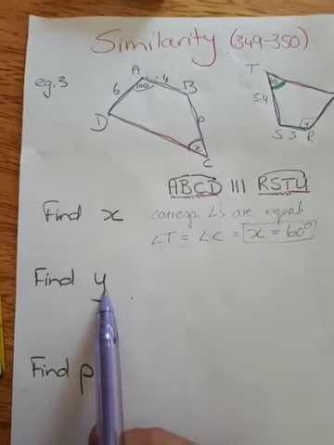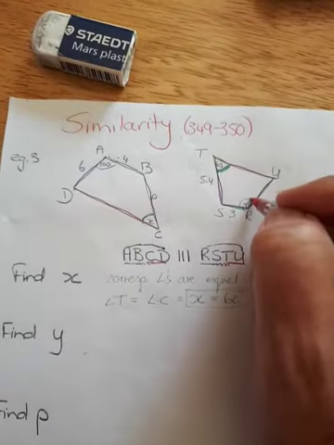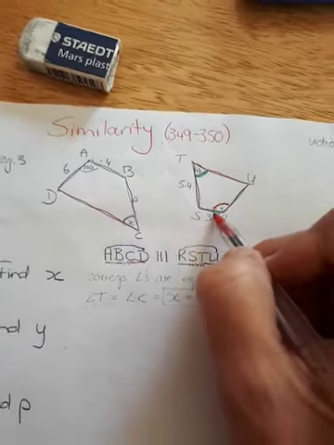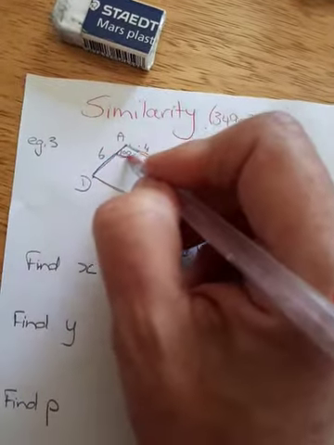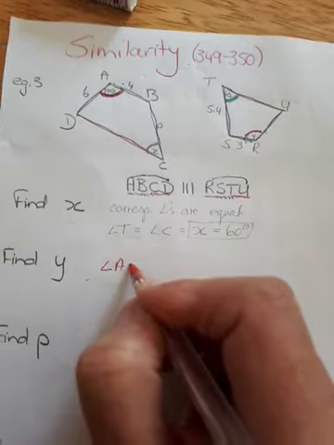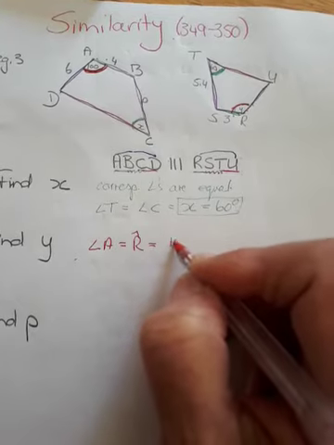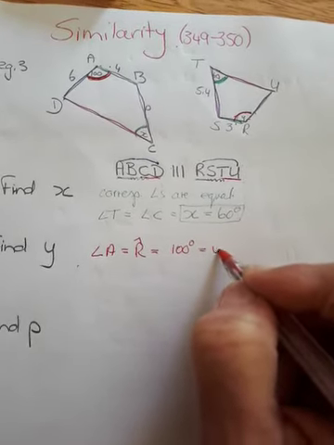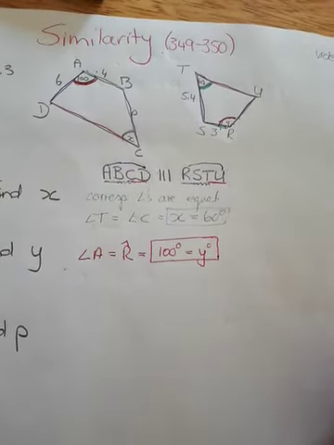Then we can go to the second one, which says find Y. So let's go to find Y. This is Y. Let me just use red. It's between the green and the blue. So find the green and the blue. This is 100. So angle A corresponds to angle R. Angle A is given as 100 degrees. Angle R is given as Y degrees. So angle Y equals 100 degrees. All right, so that's fairly easy.